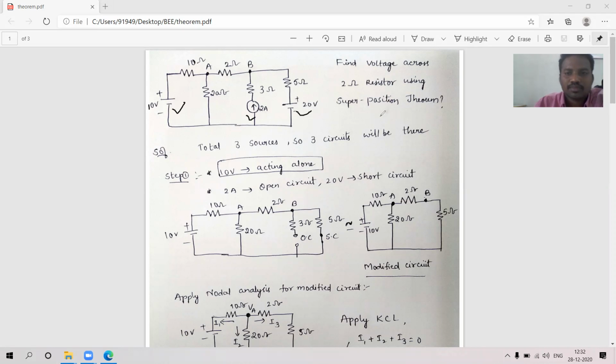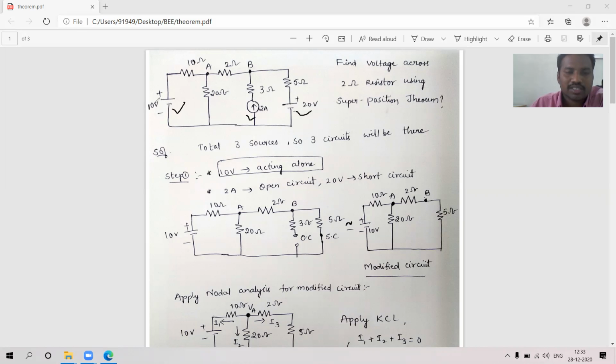And we know that in the superposition theorem, only one source must be acting and the other two sources, that means here total three sources are there, one source is acting, the other two sources will be replaced. If it is a voltage source, it is replaced by short circuit, and if it is a current source, it is replaced by open circuit. So likewise 10 volts will be acting in step 1, in step 2 2 amps will be acting, in step 3 20 volts will be acting.